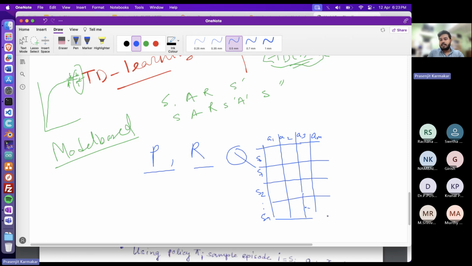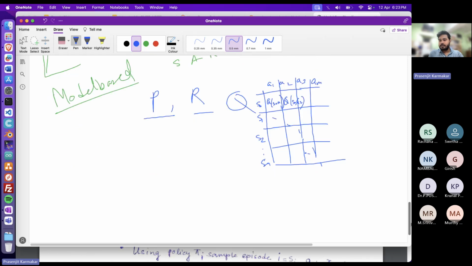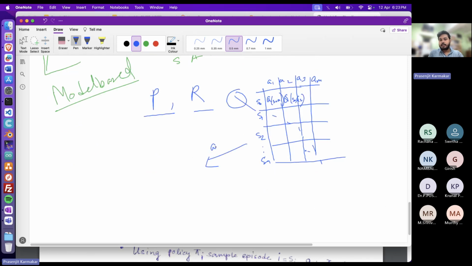So how much expected return will you get if you take action a1 from state S0? This is Q(S0, a1), this is Q(S0, a2), and so on, and you have filled all the values. How do you get the policy from here? You take the argmax, because you take whichever action gives the best value. And that maximum value is the value, so the value would be the max.